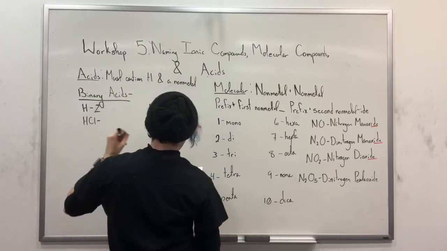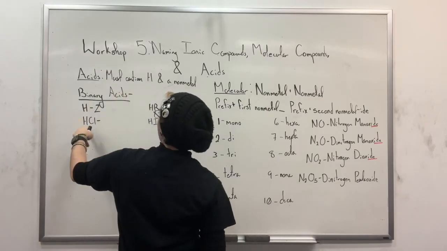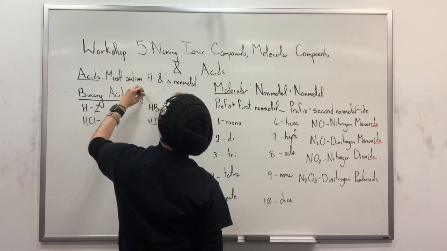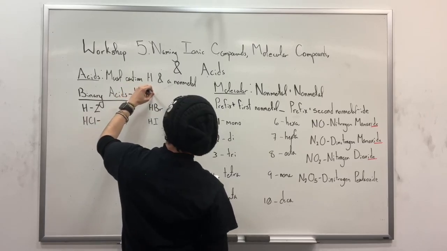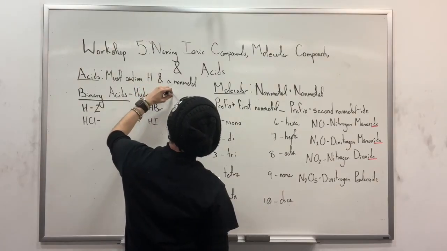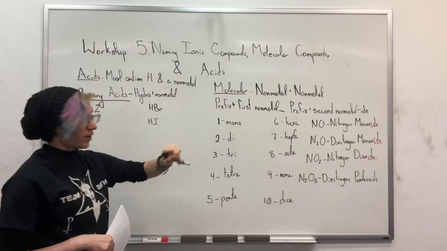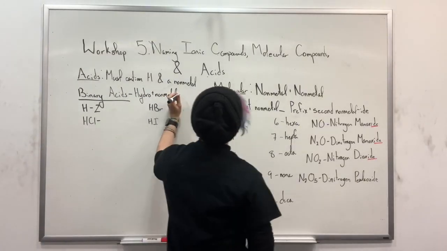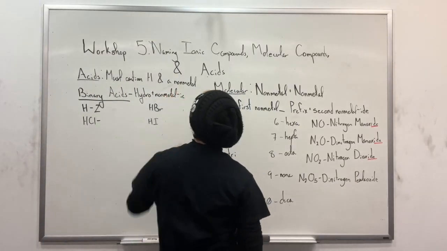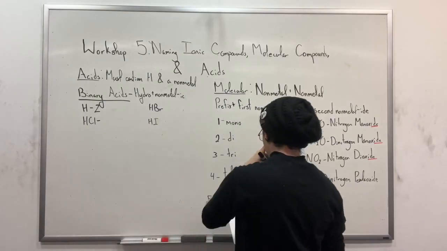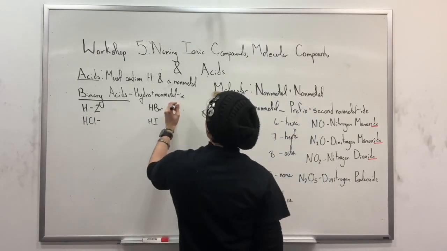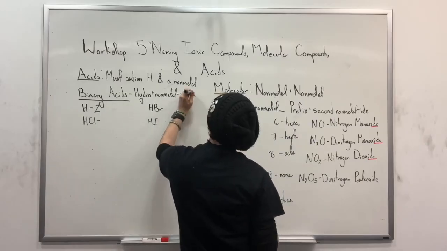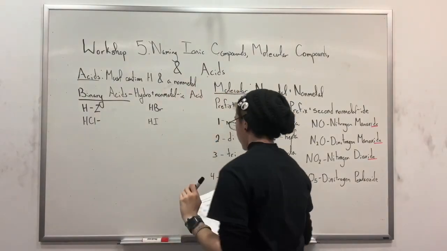So when you're naming binary acids, because it's binary, you're going to start it with hydro, plus non-metal. And now similar to how we were ending the non-metal with IDE, we are going to end it with the suffix IC. And the last part is that you're just going to stick the word acid on the end of it.